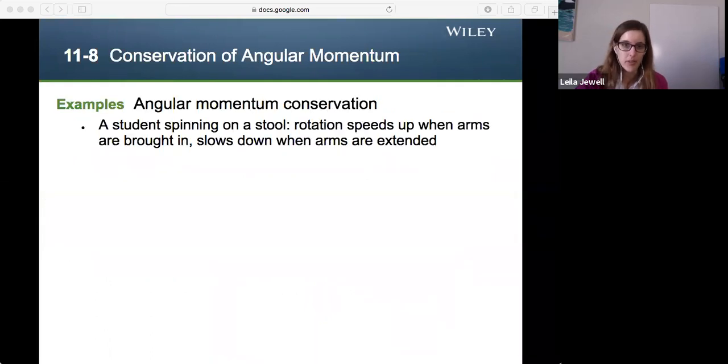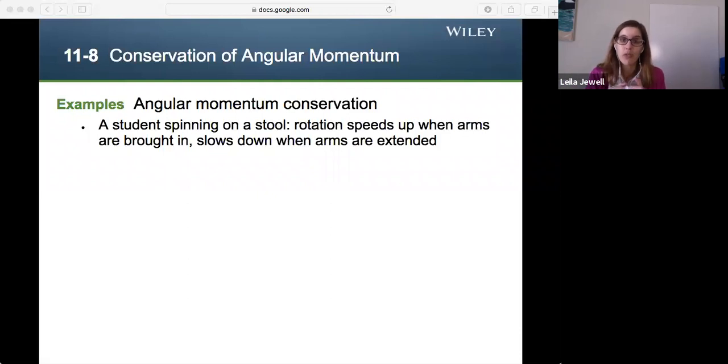So let's look at some examples. Here's one, a student spinning on a stool. You can try this at home if you have a computer chair that rotates. Please do, or find a chair that rotates around if you can, something that spins. If you start out spinning with your arms out, especially if you can hold some heavy things in your arms, like some soup cans or dumbbells, and then pull your arms in, you will feel a difference. I guarantee it. So please try this out.